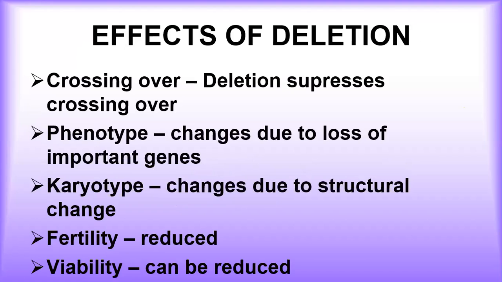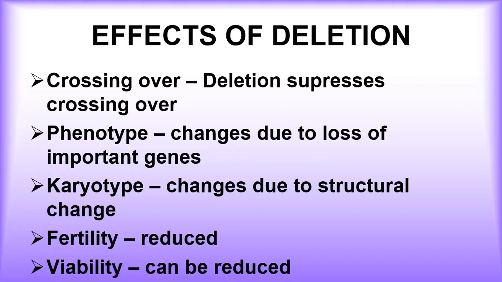We conclude deletion by studying the effects. Dear students, because of deletion, the following effects are observed. Number 1, crossing over. Crossing over is suppressed in the deleted region. Number 2, phenotype. Phenotype means physical character of the individual, plant or animal. Phenotype changes due to deletion, as deletion brings about loss of important genes.